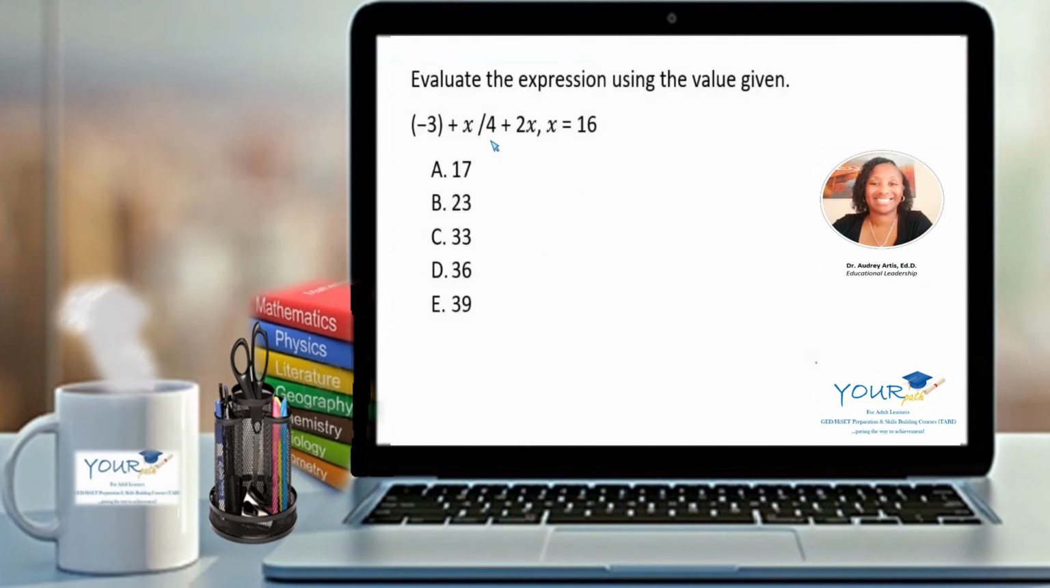So now here's what a test item may look like. Evaluate the expression using the value given. And here you have -3 plus x divided by 4 plus 2x, x equals 16. Here are your 5 options. You have option A, 17, B, 23, C, 33, D, 36, and E, 39. So now let's get on to the discussion.